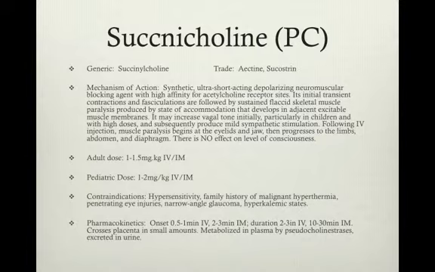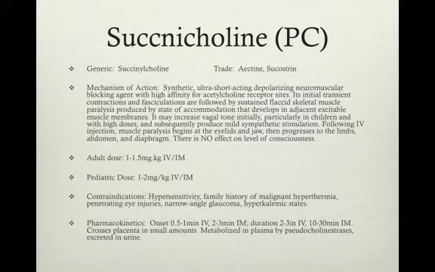It may increase vagal tone initially, particularly in children and with high doses, and subsequently produces mild sympathetic stimulation. Following IV injection, muscle paralysis begins with the eyelids and jaw, then progresses to the limbs, abdomen, and diaphragm. There is no effect on the level of consciousness, so they're essentially locked inside the body. You're going to have to load this medication with something that has amnesic effects. Adult dose is 1 to 1.5 milligrams per kilogram IV or IM. Pediatric dosing is 1 to 2 milligrams per kilogram IV or IM, and I realize that's a larger dose, and that is correct. Pediatrics require more.